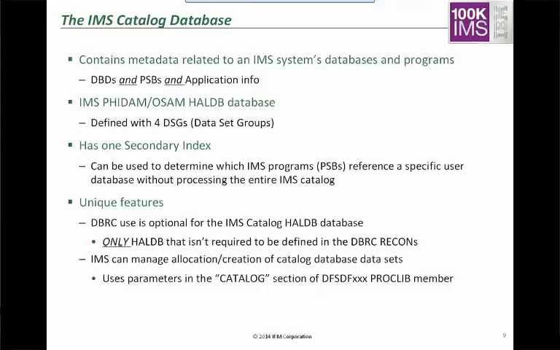IMS can manage allocation and creation of the catalog database datasets. There are parameters in the IMS PROCLIB member DFSDFxxx. There's a catalog section in this PROCLIB member where you can define the parameters that can be used by IMS to allocate and create the catalog database datasets. On to the next page.